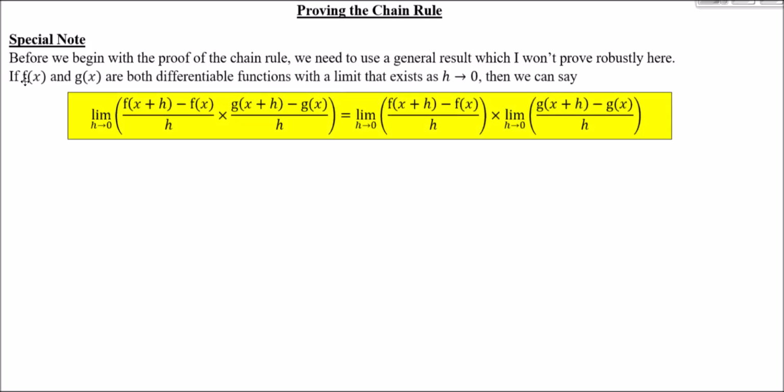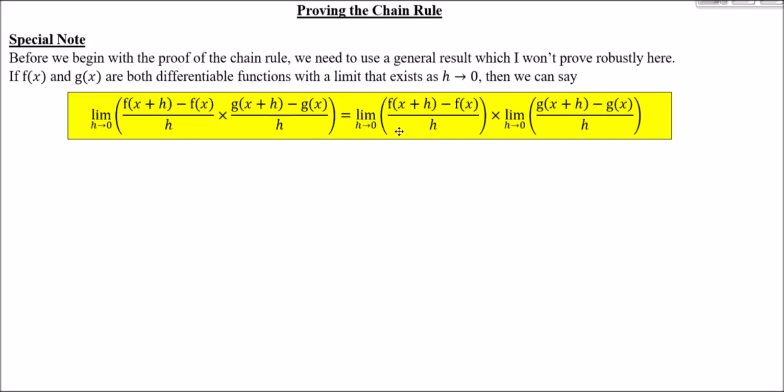If we've got f of x and g of x, which are both differentiable functions with a limit that exists as h goes towards 0, then we can use the fact that the limit as h goes towards 0 of f of x plus h minus f of x all over h, multiplied by g of x plus h minus g of x all over h, equals the limit for the derivative of f multiplied by the limit for the derivative of g. So all we're saying here is that the limit of one multiplied by the other can be separated into two separate limits.